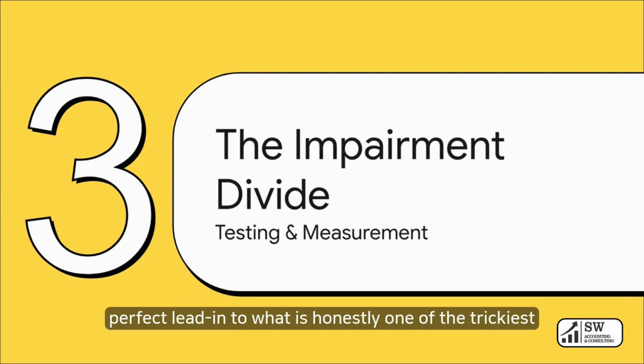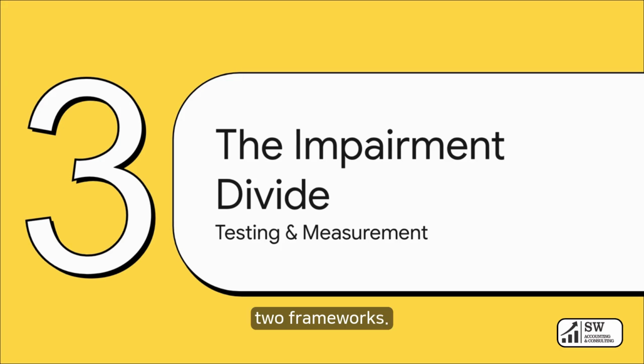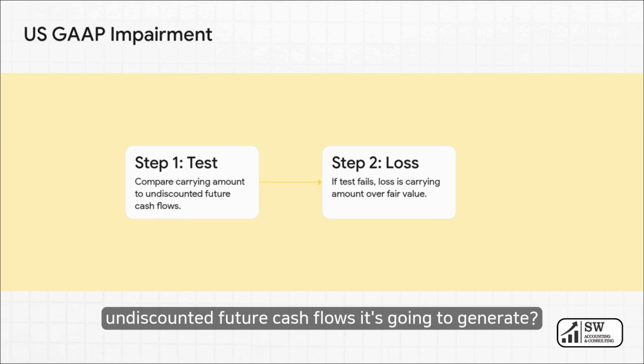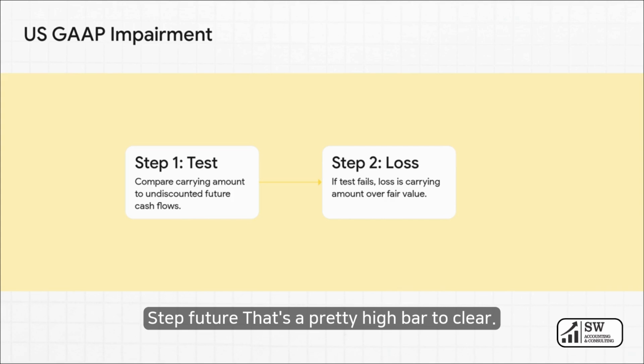And that's the perfect lead into what is honestly one of the trickiest and most impactful areas of divergence, impairment. How and when you recognize that an asset has lost value is a whole different ballgame between these two frameworks. U.S. GAAP uses this very deliberate two-step process. Step 1 is a simple check. Is the carrying value of the asset more than the undiscounted future cash flows it's going to generate? That's a pretty high bar to clear.